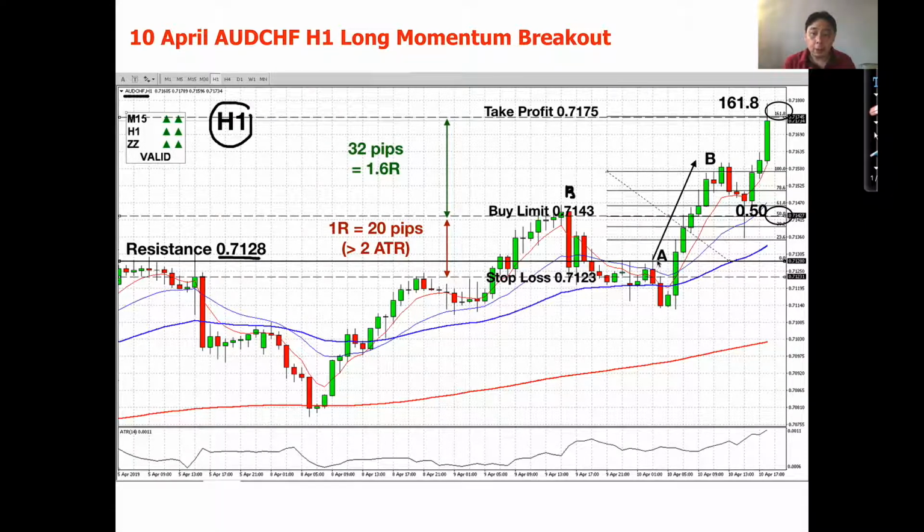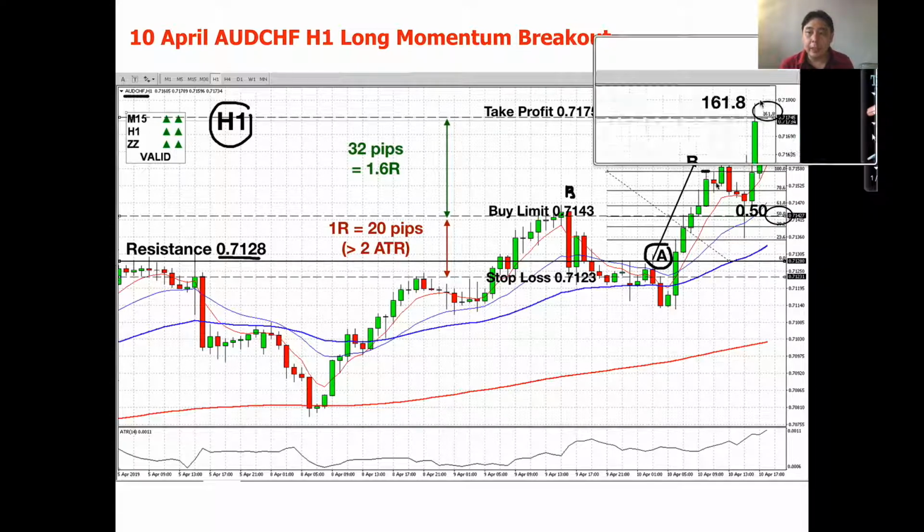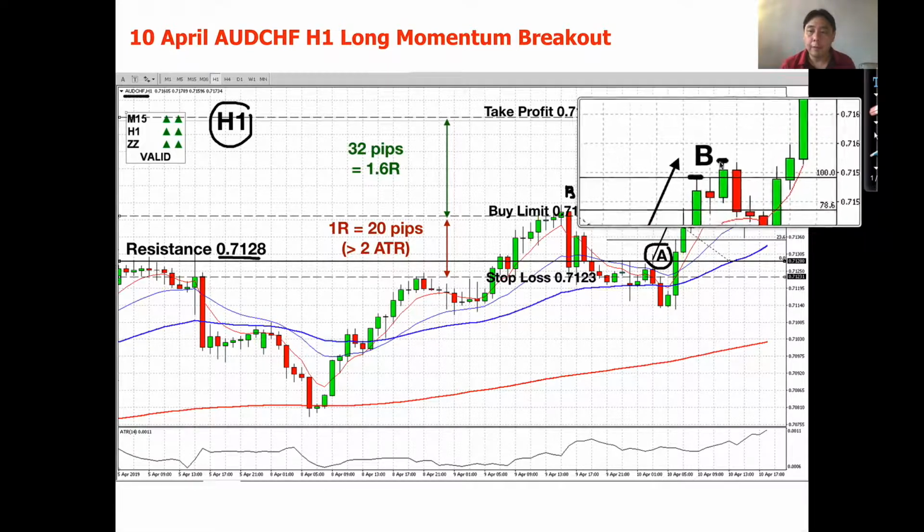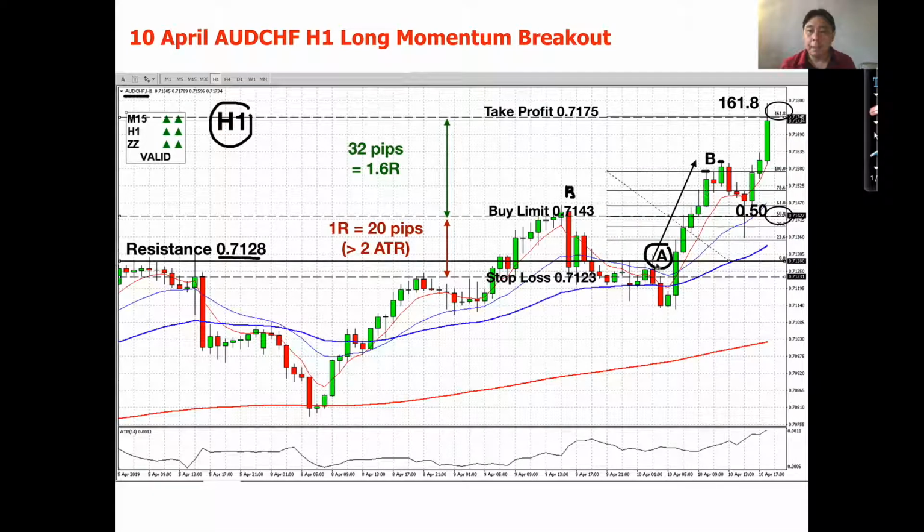Okay. So it broke out here. And again, my A remains the same. My A is at the resistance 7128. So it goes all the way to the swing high. Now again, you can see that initially I thought that the swing high was here, right? But then what happened was it went down and went up even higher. So I readjusted my swing high to be at B over here, the top of this impulsive wave up.